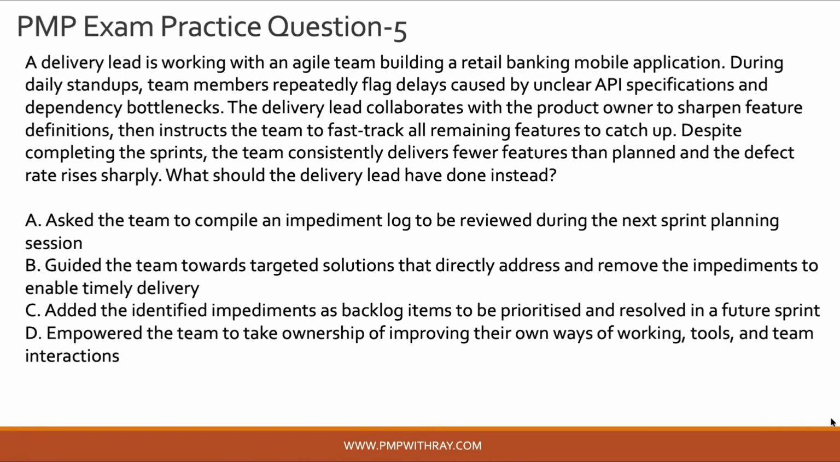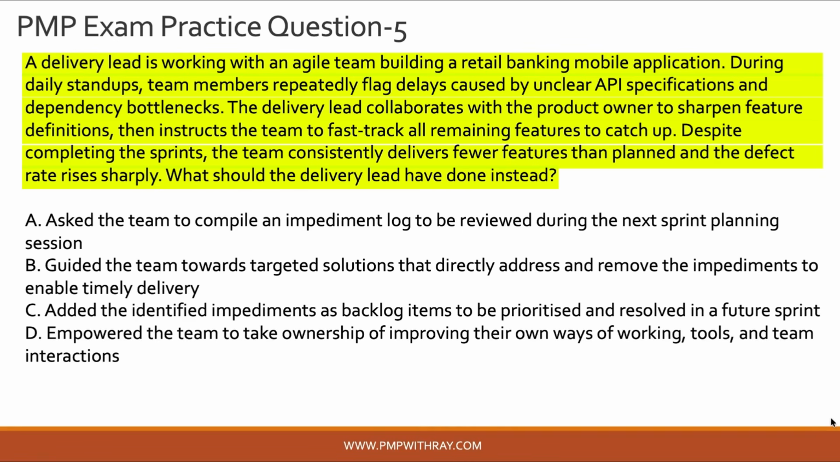Right, so here is the situation. An agile delivery lead notices the team flagging delays during stand-up, unclear API specifications, dependency bottlenecks, etc. They work with the product owner on feature clarity, which is fine, but then they tell the team to fast track everything, okay? And what really happens? Fewer features delivered, defect rates are climbing, and something which is not clearly right, okay? So let's look at the options one by one to understand what the delivery lead should have done instead.